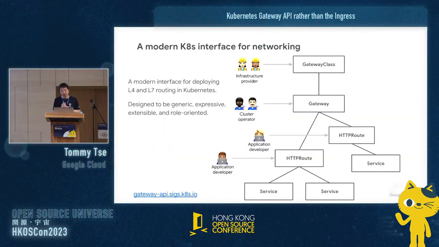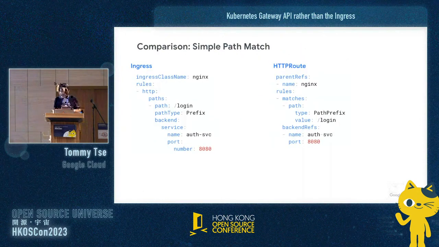And then you can define a Gateway object, which say the cluster admin can do. And then you can have different development teams with their own HTTP routing according to, say, the host name, the path or the header, all the things that you would do, and the backend services that attach to them. So if I compare the Ingress and the HTTPRoute object, they're quite similar by looking at this.